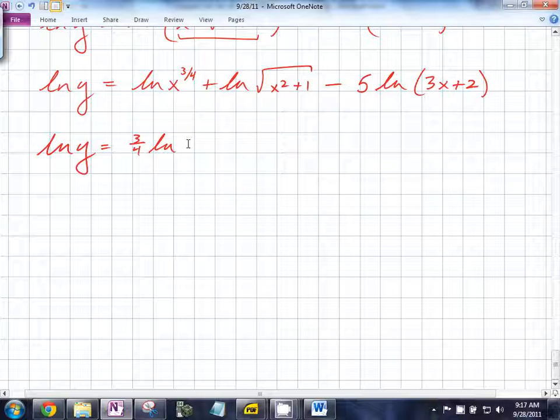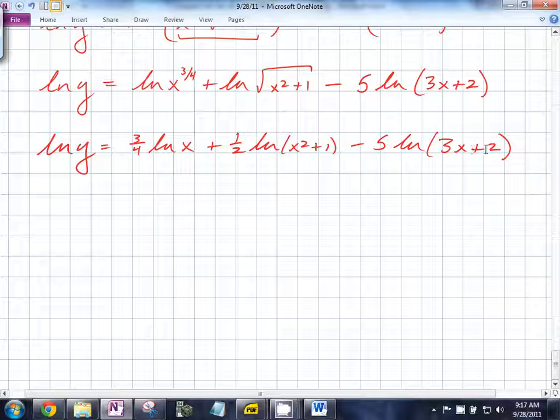Now, here's the thing. Can we take the derivative of everything with respect to x? Yeah, absolutely. Here's the key to it all. What's the derivative of ln y with respect to x? 1 over y times y prime, because y is a function of x. You're actually using the chain rule. So that's 1 over y times ln e, which is 1, times y prime.